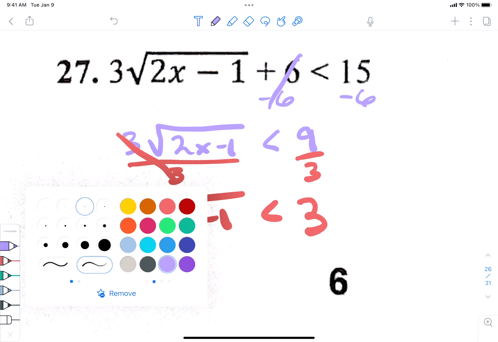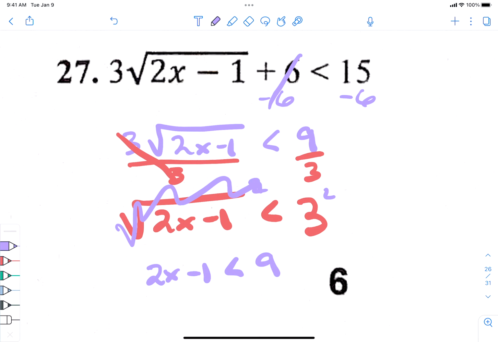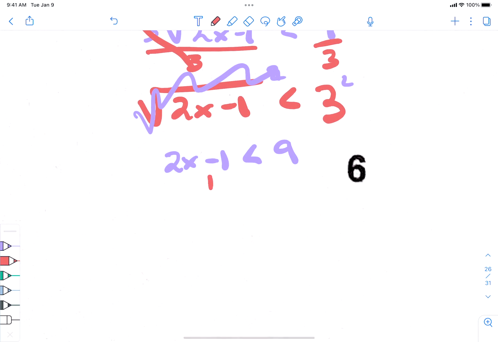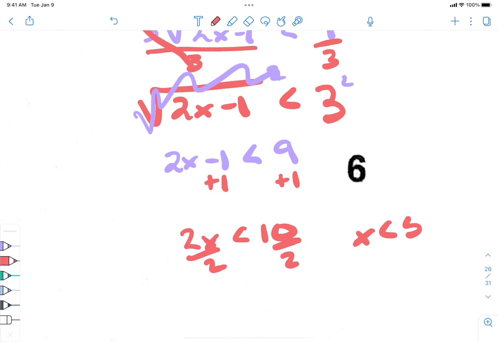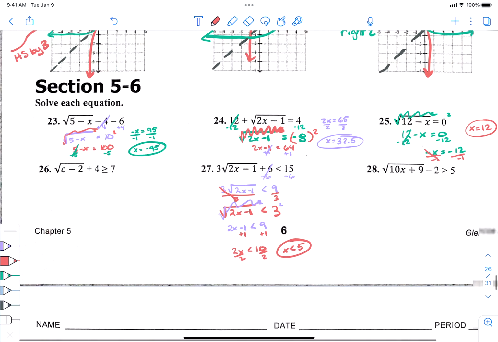Then what? Now we have to square. So it turns back into 9. Well, that's convenient. 2x minus 1 is less than 9. Then add the 1, so 10. 2x is less than 10, and then divide by 2. X is less than 5. Yep. Good. Happy with that? Beautiful. Okay. You do 26, 28, and then we'll be done.